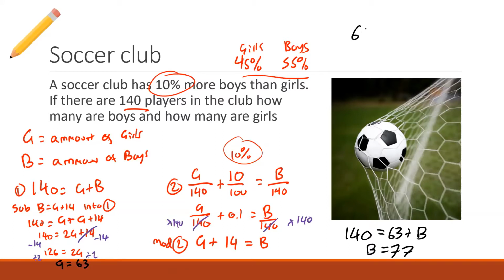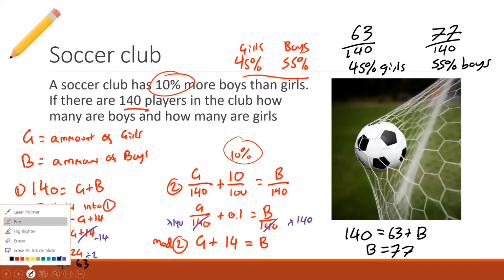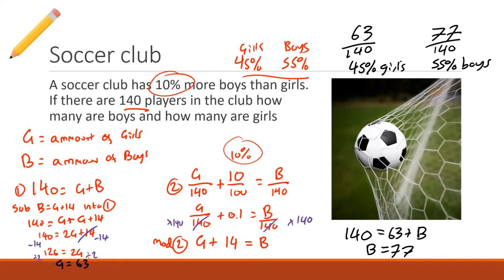If I take 63 and I divide it by 140, believe it or not, that comes out to be 45%. Because 45% of them are girls. If I take 77 and divide it by 140, that's going to come out to be 55%. Because 55% of them are boys. And what do you know? If I compare this to this, there is a jump in 10%. So that's how I know that the answer to this is correct.